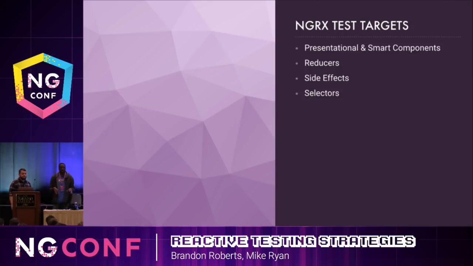We're also going to talk about side effects. Side effects are powerful because they reduce the responsibility of components to only dispatching actions and selecting state. They're going to be the hardest tests to write, but we're going to leverage that Marble testing library to hopefully make that a little bit easier. We're also going to test selectors, which let you select and compose pieces of state using functions.